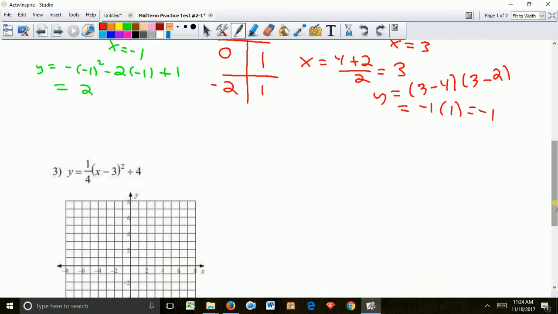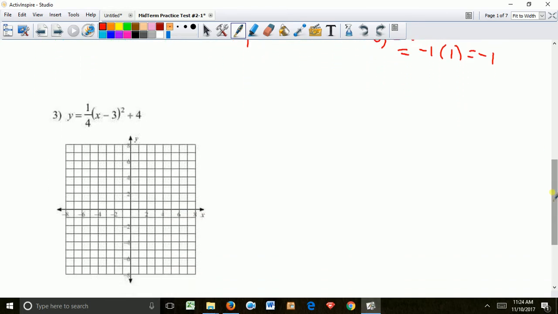Number 3 is in vertex form. So in this case, the vertex is given by the ordered pair 3, 4. Be very careful of the signs, all right? You want to think opposite of the signs inside the parentheses. If that was 1/4 times x plus 3 squared plus 4, you would take the opposite of a positive 3 and make that negative 3. So the vertex is 3, 4.